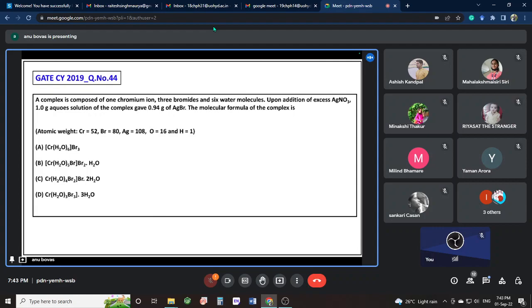This is not related to the 18 electron rule or Wade's rule. This is a general question that can be asked. It was asked in GATE Chemistry 2019, question number 44. You can just try solving it. No need of looking up the answer or anything. Just try solving. If you don't get it, it's fine. Don't worry, next class we will solve this. But just try to do it.